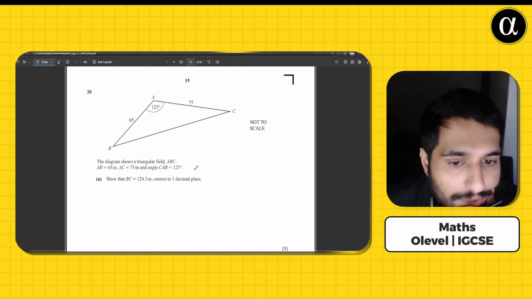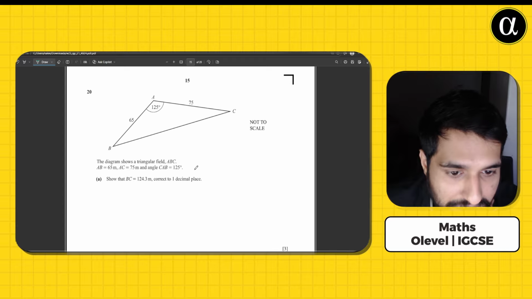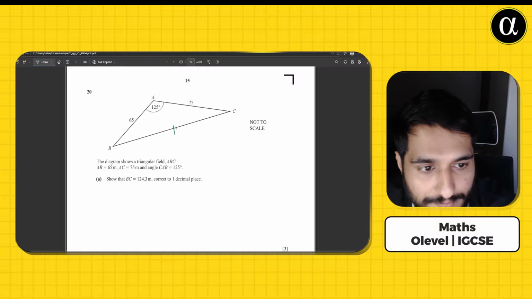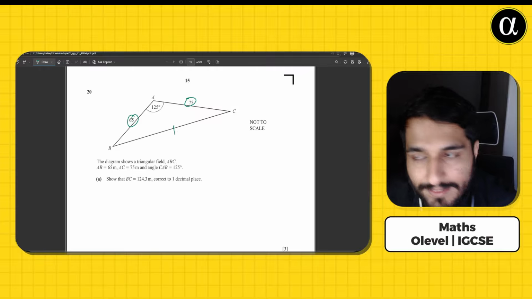Question 20 says the diagram shows a triangular field, and AB is 65, AC is 75, and angle CAB is 125. Show that BC is 124.3, and this is BC. Now, if you have a look, we have two lengths given. We need to find the third length, and the angle is given as well.